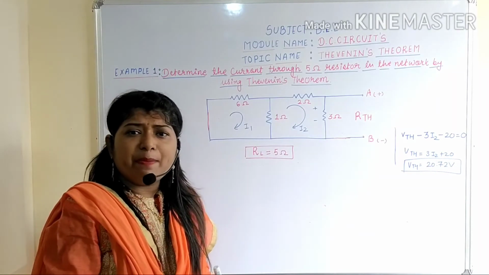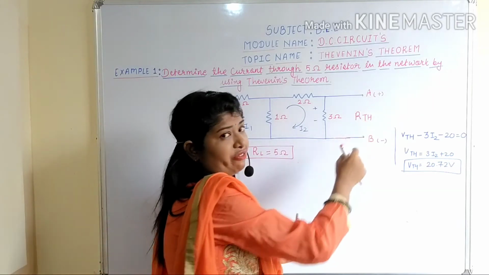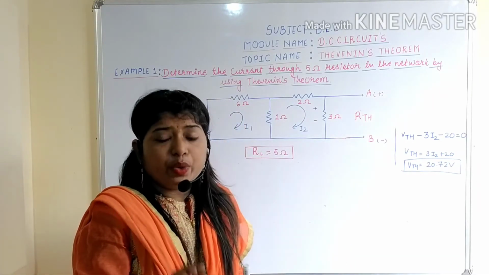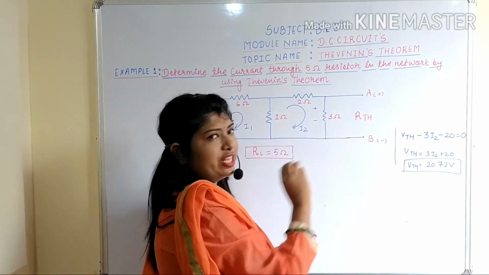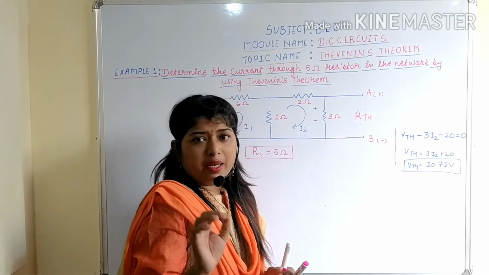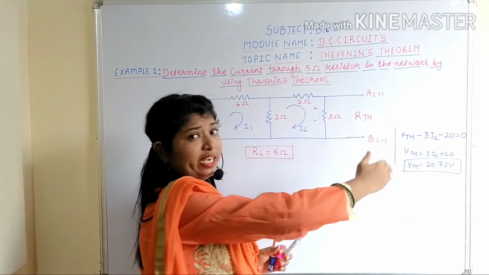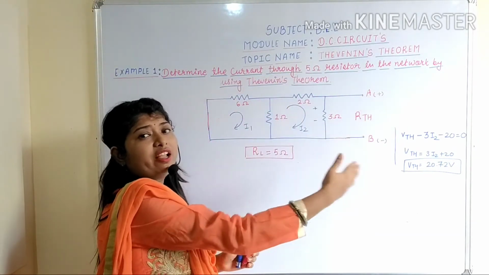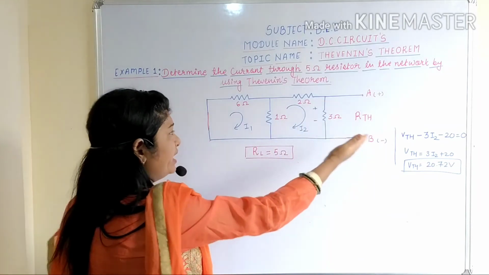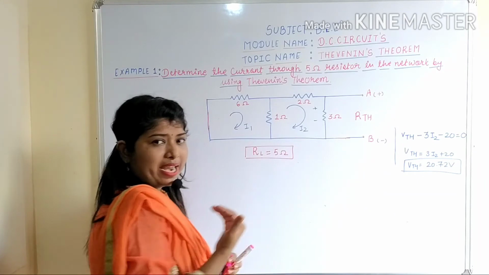And then simply apply the series parallel method to calculate Thevenin's equivalent resistor. I'll explain how to calculate Thevenin's equivalent resistor by simply using the series parallel method. If your RTH is on the right hand side, you need to proceed from the left hand side. If your RTH is on the left hand side, you have to proceed from the right hand side.